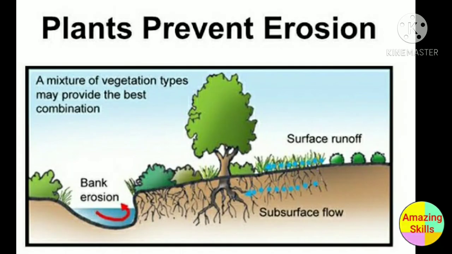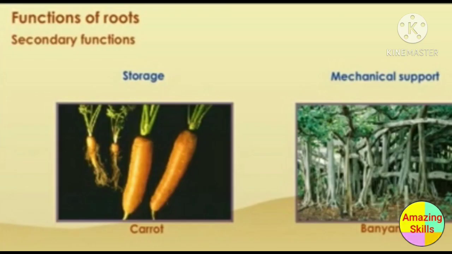Children, in this picture you can observe how roots hold the soil together and prevent soil erosion. What is soil erosion? Moving or wearing away of soil from one place to another by wind or water. Next, the secondary functions of the roots are storage and mechanical support. Mechanical support means it supports the tree, for example the banyan tree.